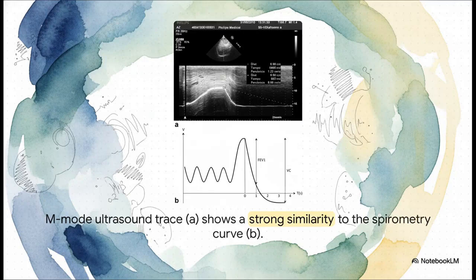And this slide right here, this is the aha moment. Seriously, take a look. On the right, that's the classic volume time curve from spirometry we've all seen a million times. But now look at the left. That's an M-mode ultrasound of the diaphragm during a forced breath out. The resemblance is just uncanny. That steep initial drop, followed by a gradual plateau. It's like you're literally watching the FEV1 and the vital capacity play out in the diaphragm's movement.